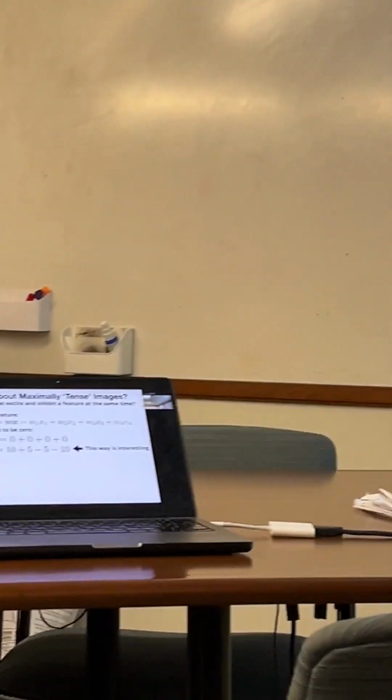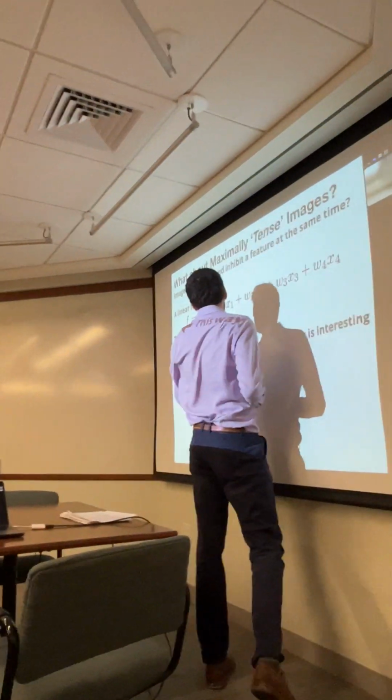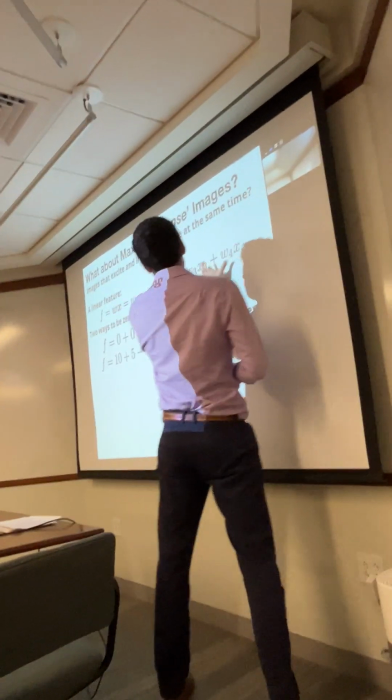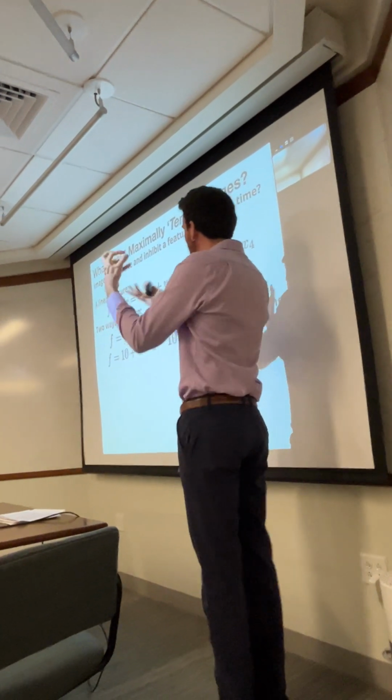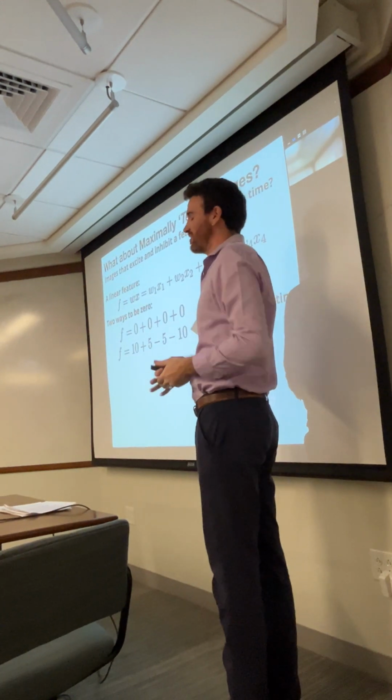Okay, so we thought, what about images that excite and inhibit a feature at the same time? What does that mean? A feature just returns a number when an image goes in. But one thing you can do is ask, how is this feature built? For example, in a linear case, I can have some number, and it could take 4 inputs, and they all have a weight.